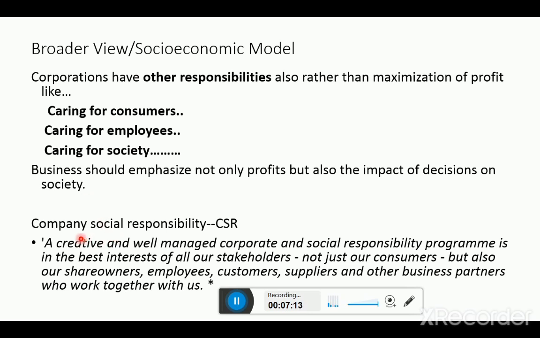Now what is the company's social responsibility? A creative and well managed corporate social responsibility program is in the best interest of all our stakeholders, not just our consumers but also our share owners, employees, customers, suppliers and other business partners who work together with us.